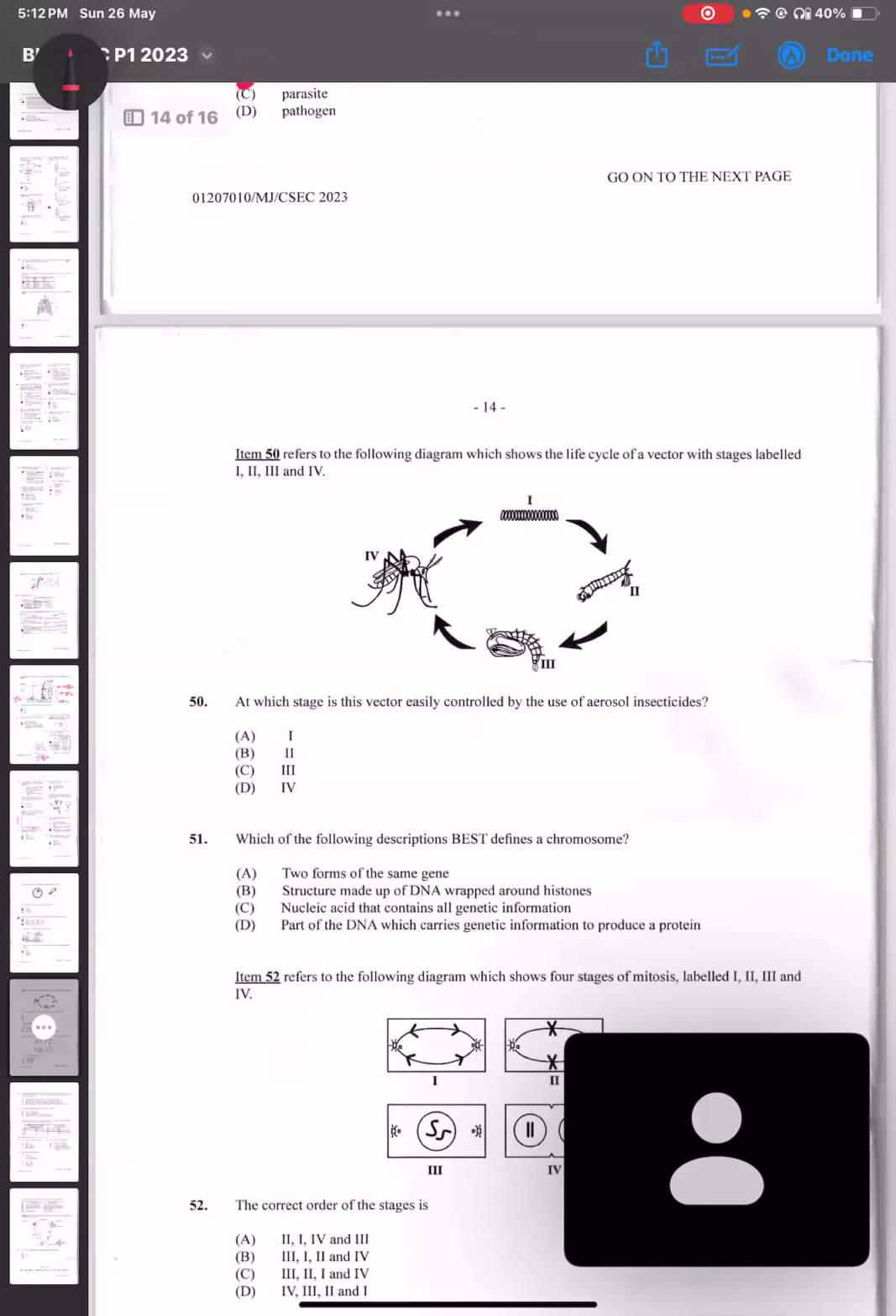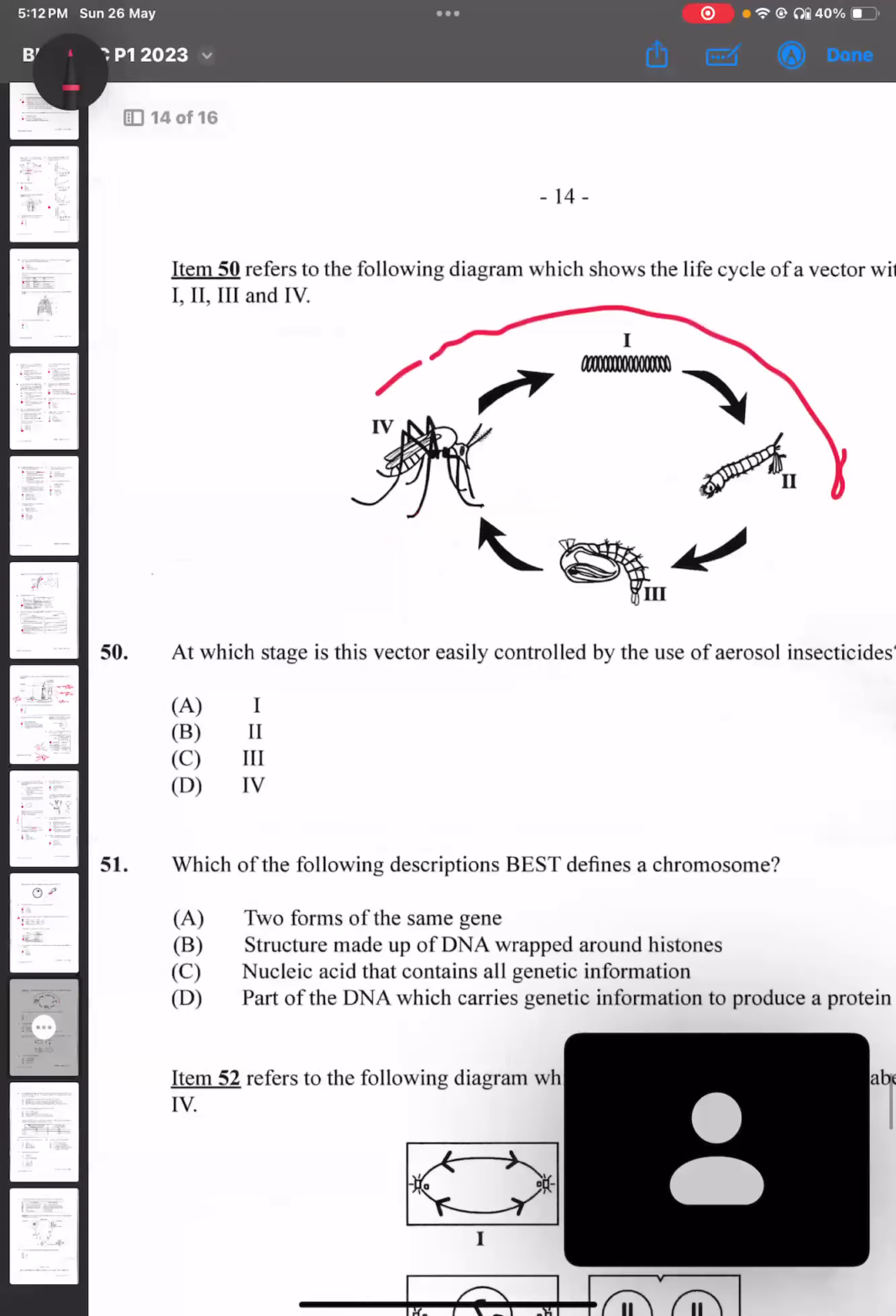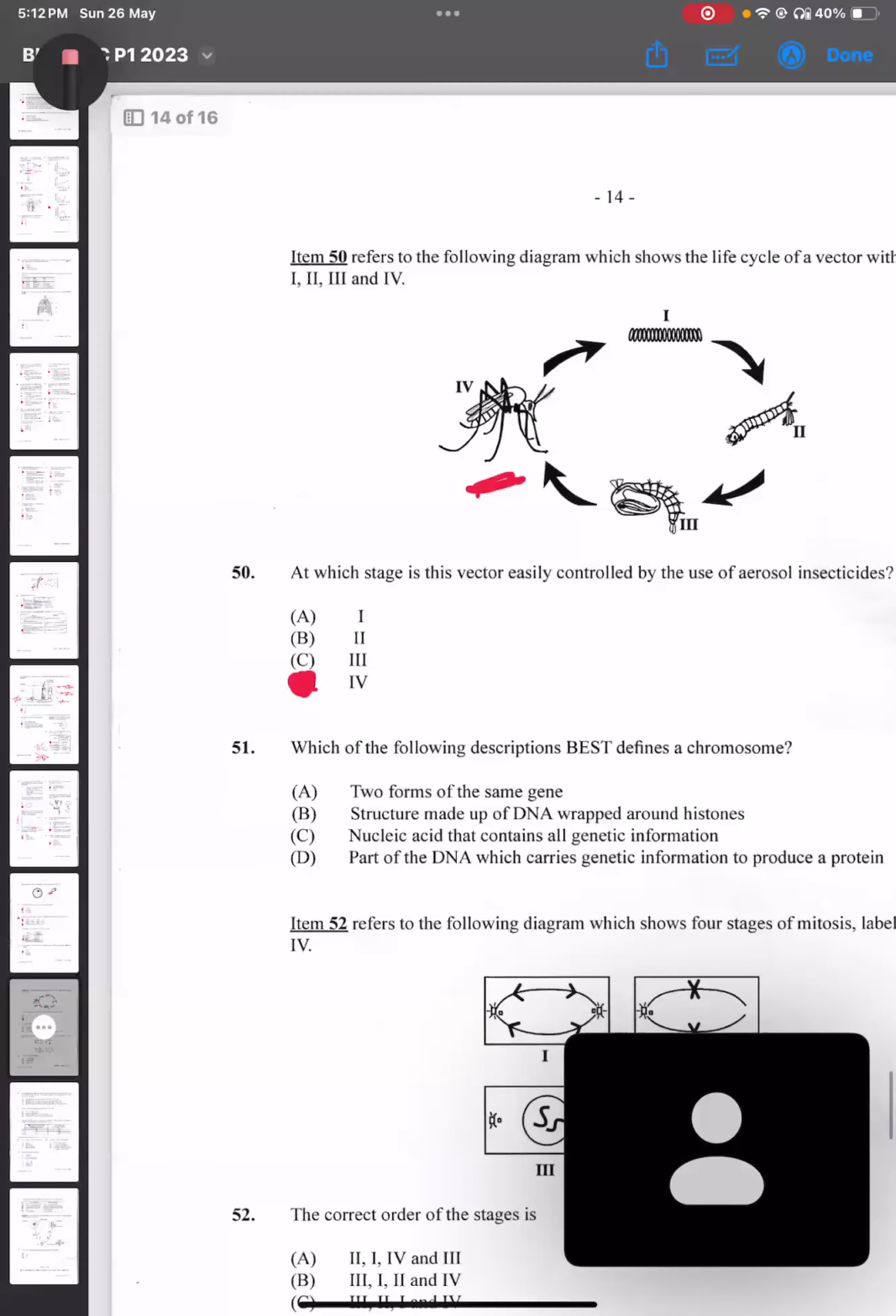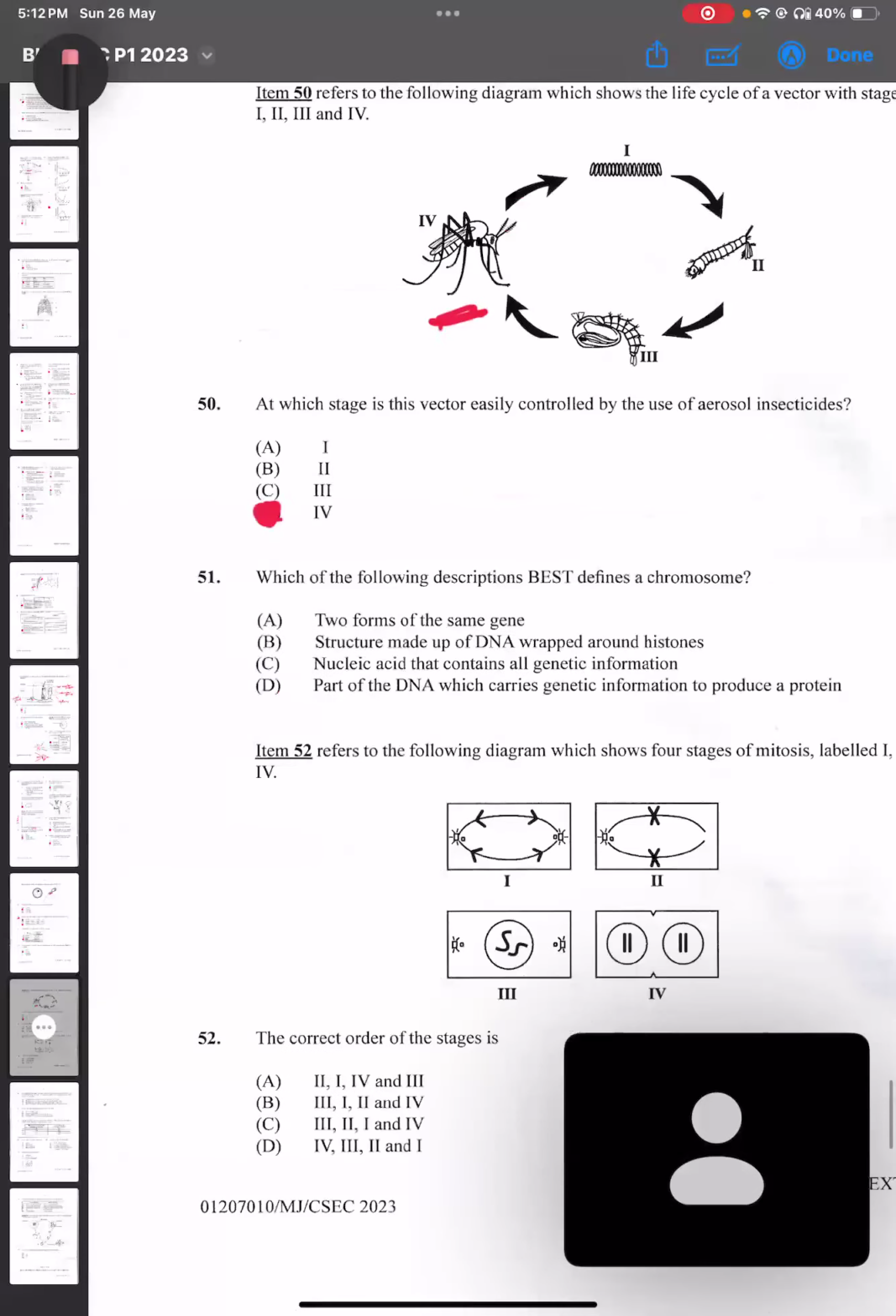And then for the life cycle, which part of the life cycle of the mosquito would it be most efficient to target? It's going to be B, because it's only when they are adults at number 4 that they are flying in the air where they would be affected by aerosol products or insecticides.